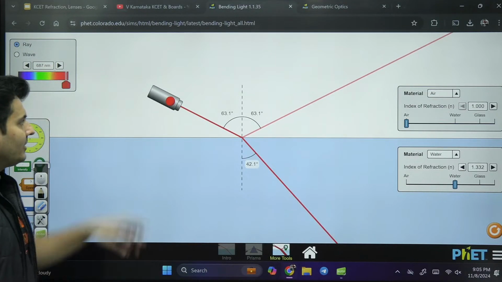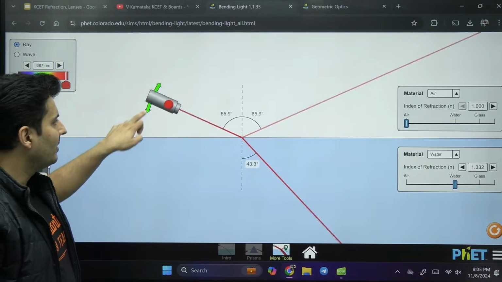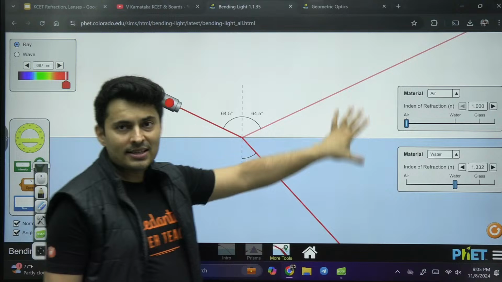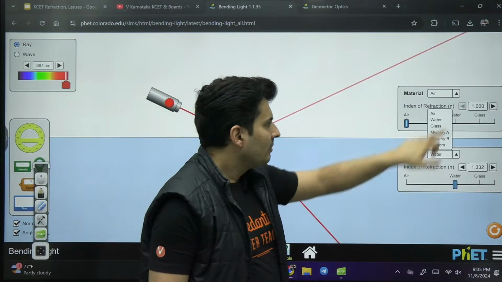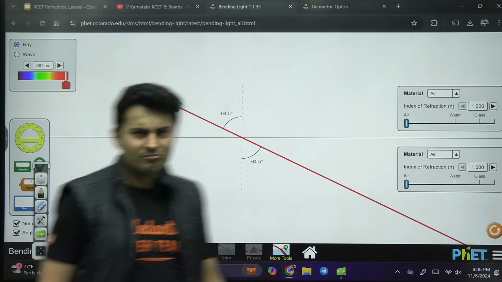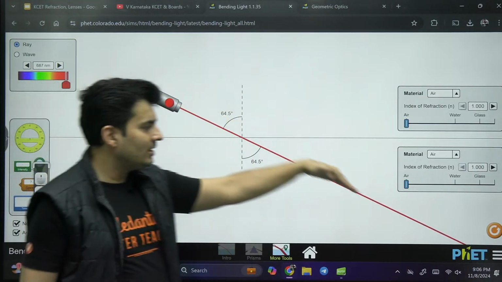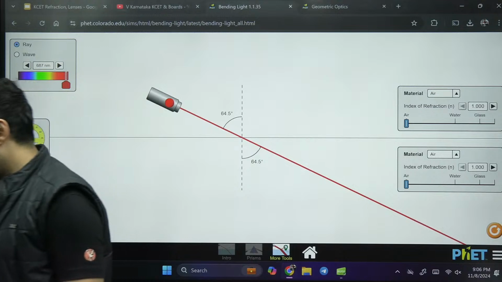Okay, as you can see, there is a torch over here which I can move around. The top part is air, the bottom part is water, but let's say I make it air. This is also air, this is also air. The ray of light will just go straight, isn't it, my dear students?